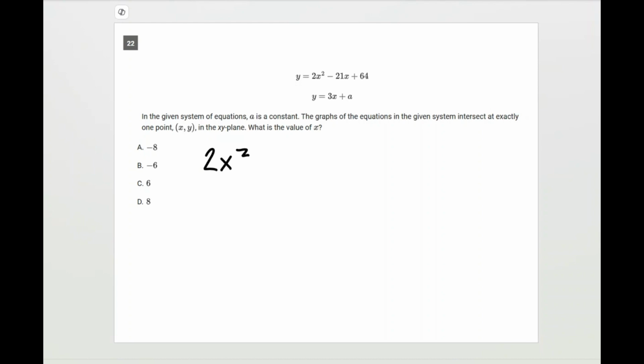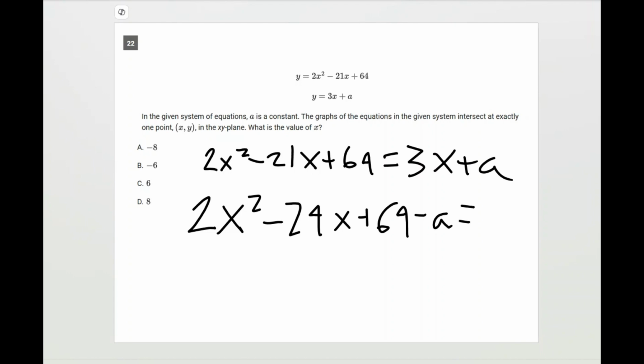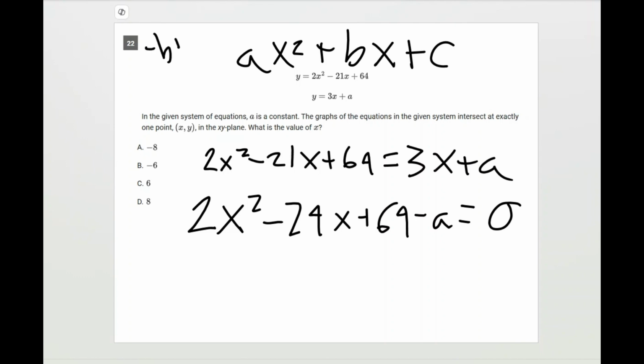In order to do that, you're going to go ahead and set two equations equal to each other. 2x squared minus 21x plus 64 equals y, and then y equals 3x plus a. So you can just simplify, and you can also say 4x plus 4 minus a equals 0. Set it all equal to 0. And so if you have a typical form quadratic equation, it's going to take the form ax squared plus bx plus c. And in order to solve for x when it equals 0.